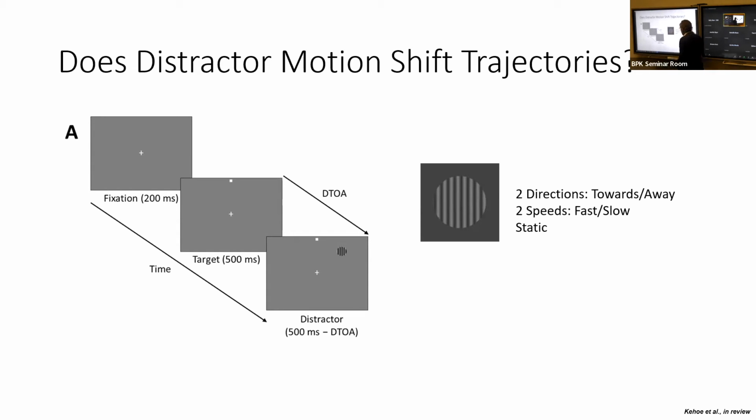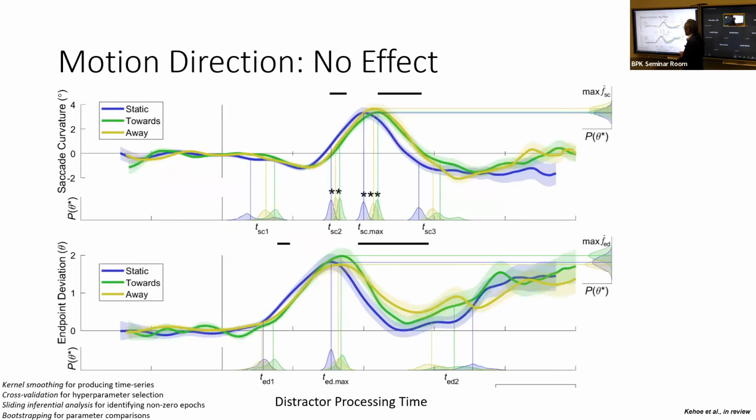We only see two speeds, fast and slow. There is an argument that there are two different speed channels in the motion processing system, slow and fast, and that the faster you're moving, the more motion strength is recorded in those circuits. And so the argument is that a higher motion strength stimulus, the faster speed, should show greater effects on the curvatures and endpoints than the slower motion. And we had a static as a comparison.